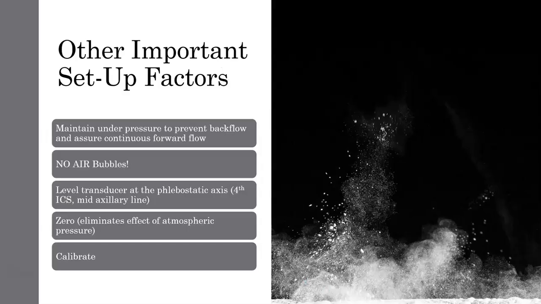Okay. Other important factors when setting up. We want to maintain pressure to prevent backflow and assure continuous forward flow. So that's why we have that pressure bag of saline. It helps keep pressure, because if you have an A line or something in an artery, it's eventually going to get blood flow backed up if you aren't keeping a positive pressure, keeping things going forward.